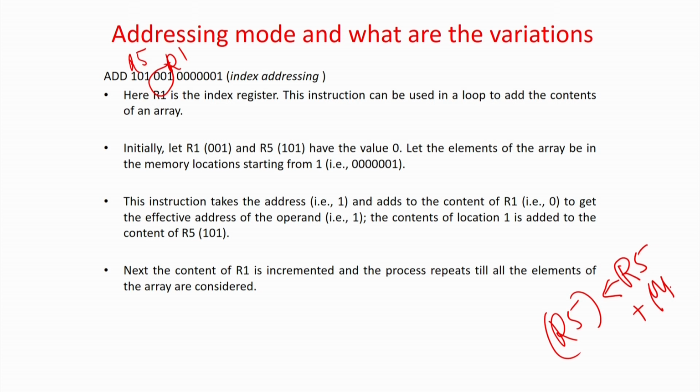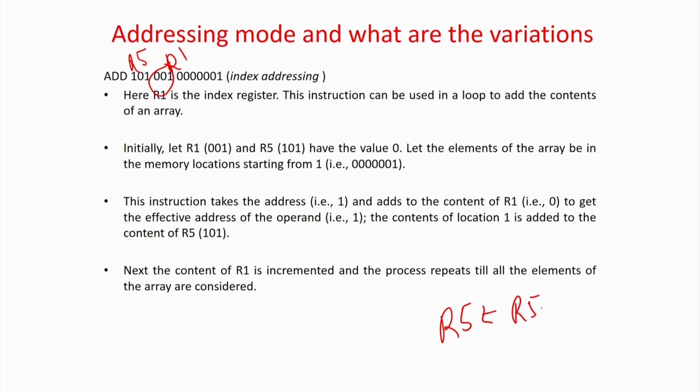So, what is the memory location over here? Let me just write it. What is this effectively trying to do? Register R5 will be R5 plus the content of the memory location. How is the memory location calculated? It is the content of R1 plus 1. So, I add the value of 1 and the content of R1, and that will be the effective memory location. I will get the operand from there, add it to the R5 content and store it in R5 itself.